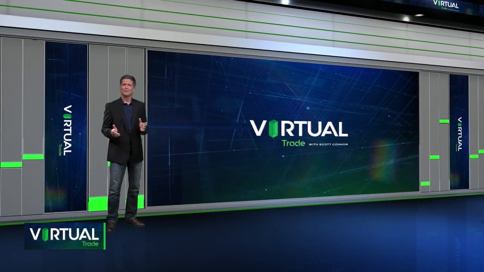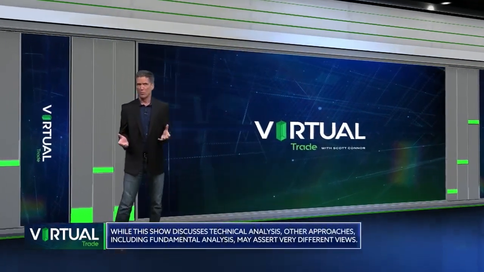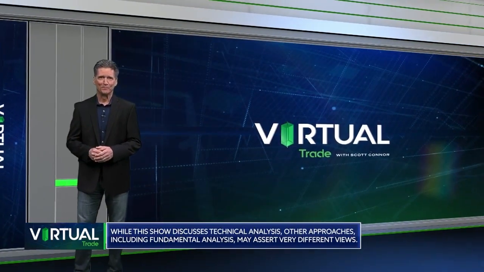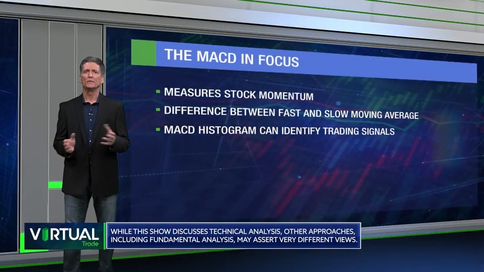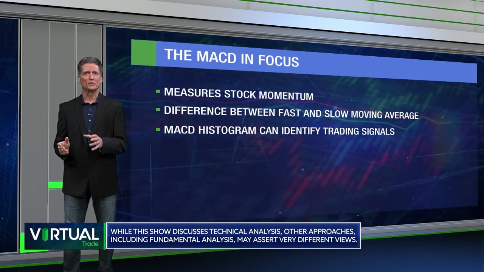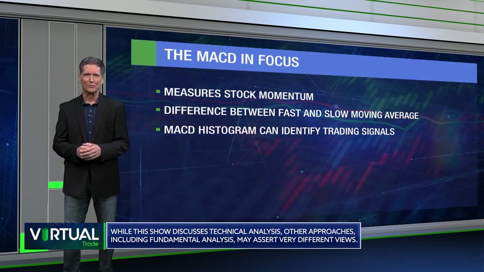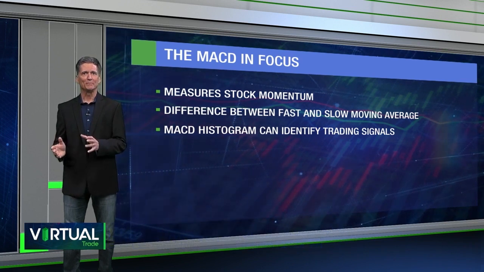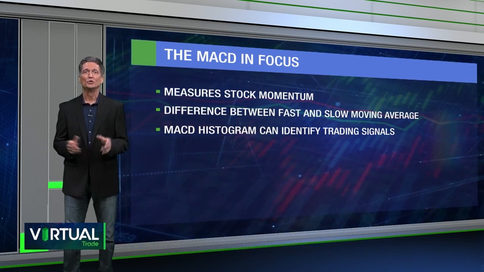So to recap, the MACD can be used to measure a stock's momentum and determine its trend. The MACD indicator tracks the difference between a fast and slow moving average. Now, investors can adjust the duration of these moving averages as well. A MACD histogram can be used to potentially identify trading signals.